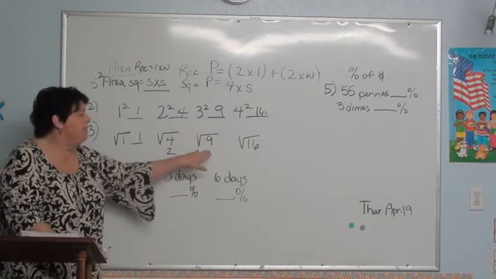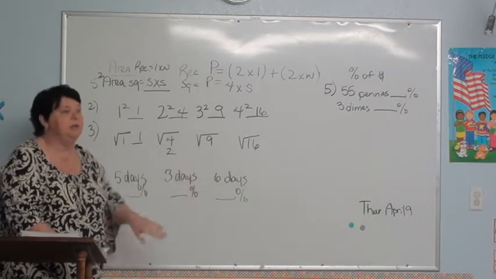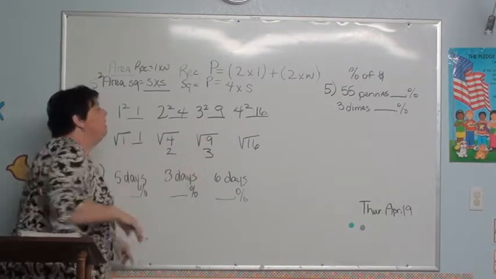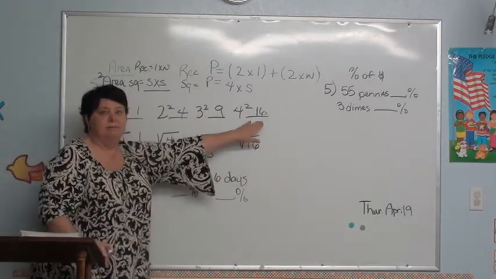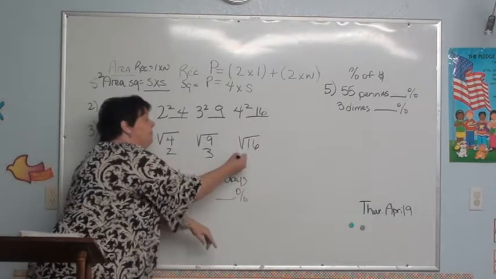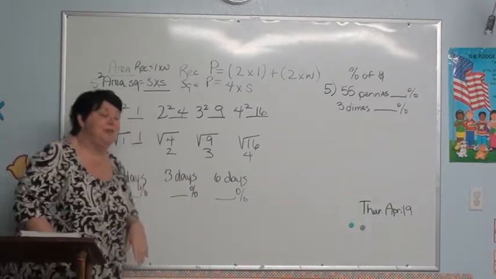What is the square of 9? What number times itself is equal to 9? 3. What is the square of 16? What number times itself equals 16? It's 4. Isn't this easy? You're going to have fun with this. It's going to be very easy.